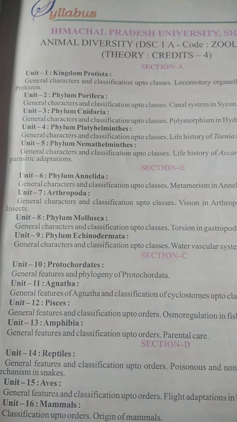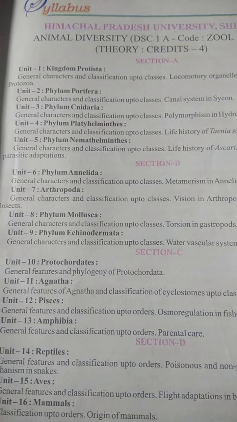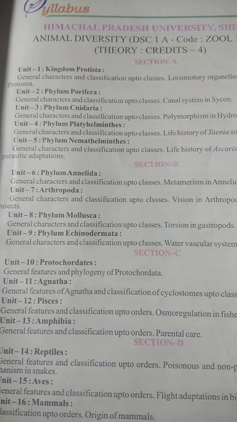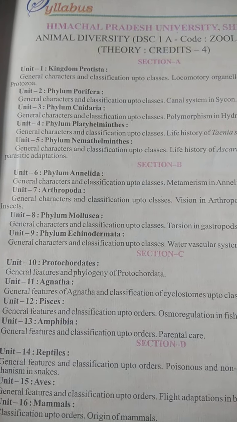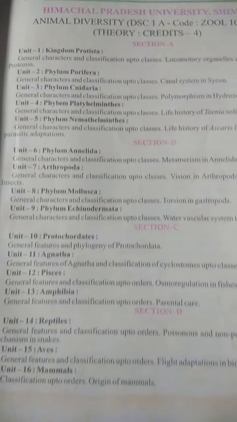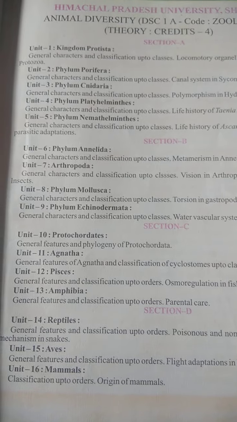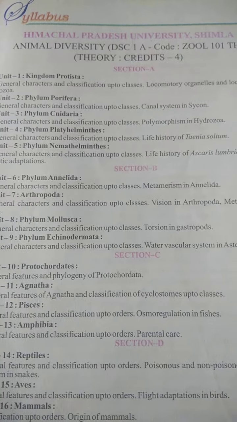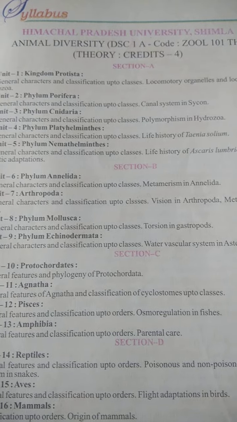Then we have the next one. In section C, we'll have protochordates, Agnatha, then Pisces, then we move to the chordates. So here we have Pisces, amphibians, reptiles, aves, and mammals. And this whole paper mostly has similar types of things that they ask in the syllabus.